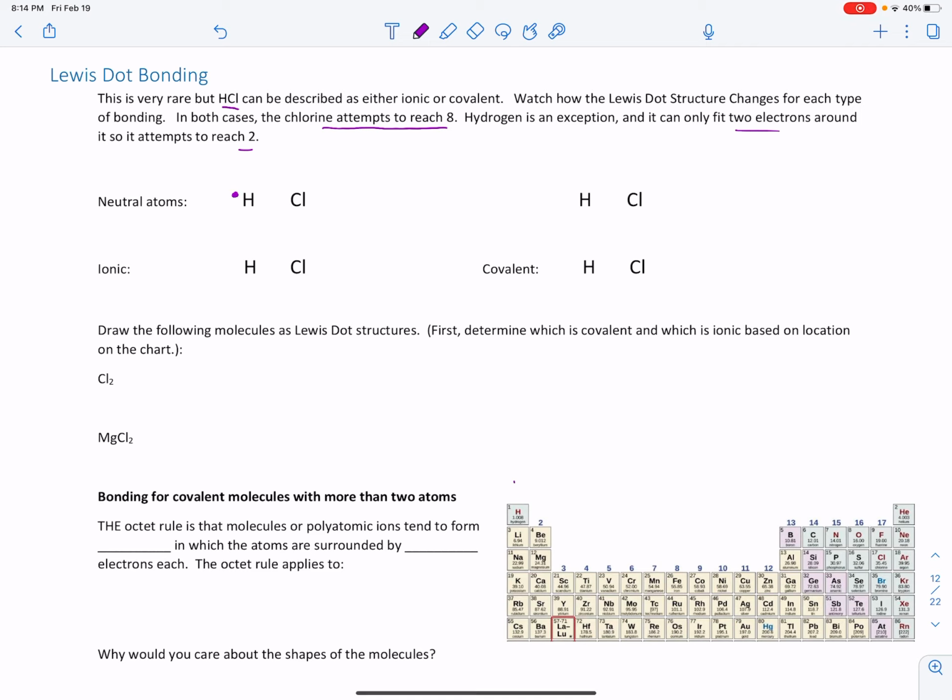So chlorine has 7. 1, 2, 3. You can do this singly. It'd probably be better that way. 1, 2, 3, 4, 5, 6, 7, 8. I'm going to repeat that over here so we can indicate both types of bonds.